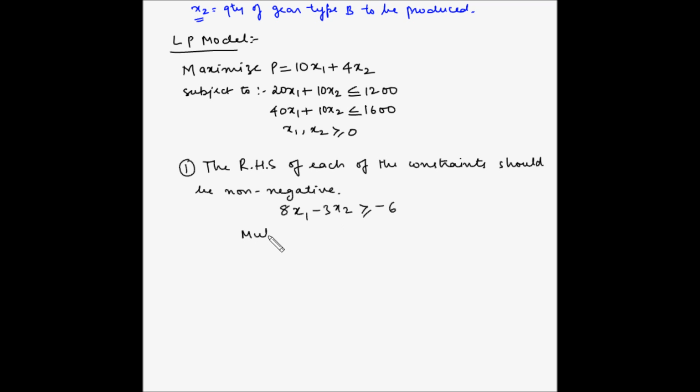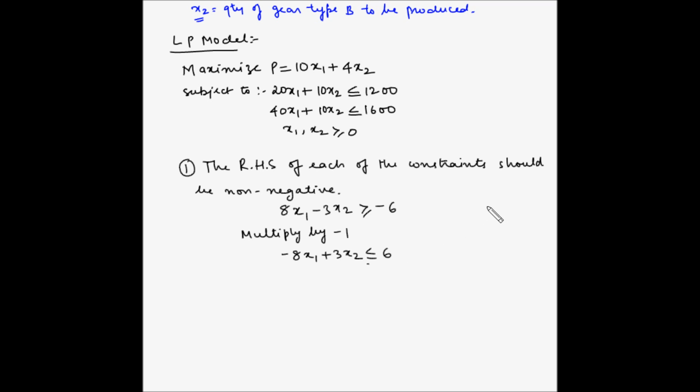So multiply by minus 1. Then our equation becomes minus 8x1 plus 3x2 is less than or equal to 6. Now note that the sign of inequality has changed in this process. Let us understand why this happened.